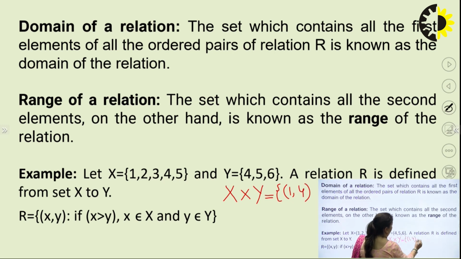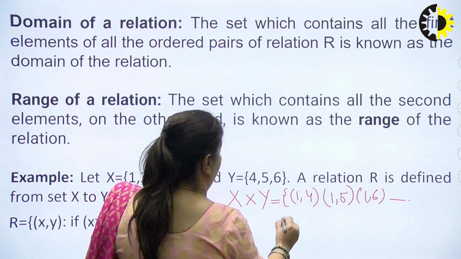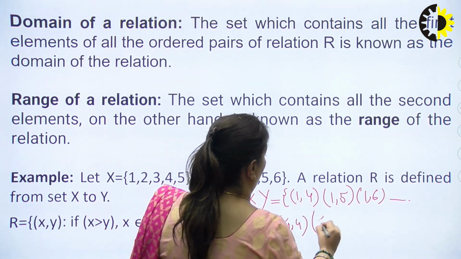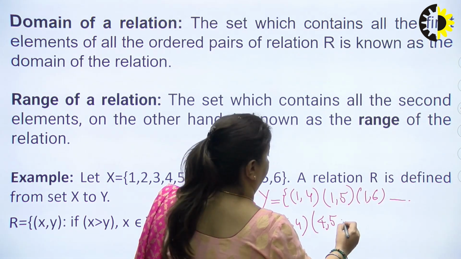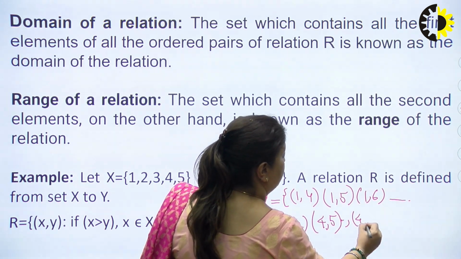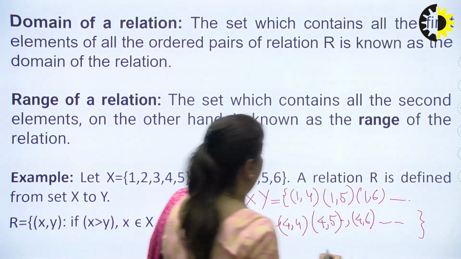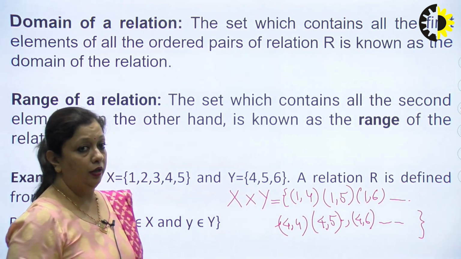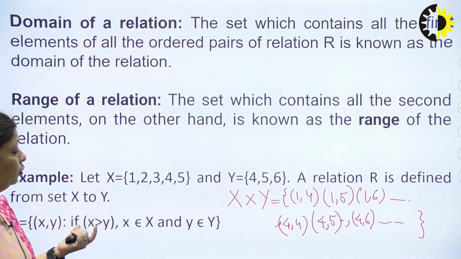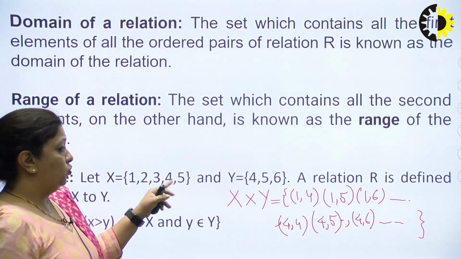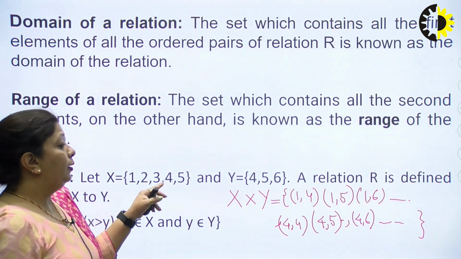(1, 4), then (1, 5), (1, 6) and so on. Even we will have (4, 4), then (4, 5) and (4, 6), and so on till the last element. But here we don't need to find the entire Cartesian product. The relation which we need to find is only those pairs where x will be greater than y.